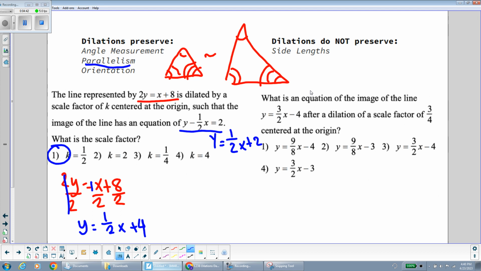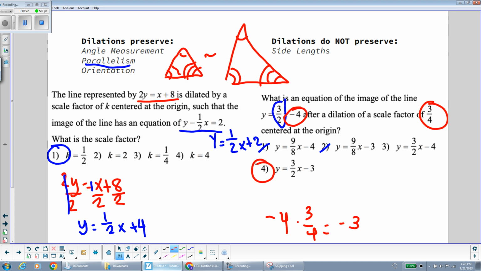We can check out this next one. They give us the equation of a line again, and this time they give us the scale factor, and we need to find the equation of the image. We know that the slope needs to be the same as the original, because the pre-image and the image after a dilation will be parallel. They'll have the same slopes. So I'm going to rule out 1 and 2 because those don't have the same slope as this one here. So I'm between 3 and 4. I'm going to take the y-intercept and multiply it by the scale factor. On my calculator, -4 times 3/4 gives me -3. So that gives me answer choice number 4.